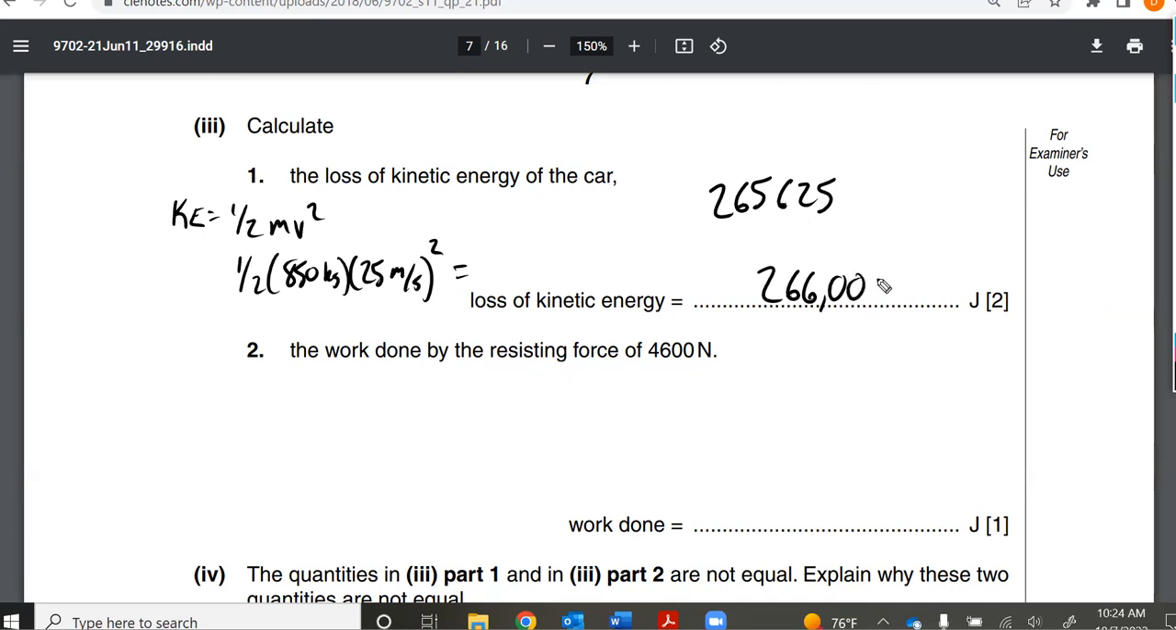Round that up to 266 kilojoules, 266,000 joules. Now the work done by the resisting force, right?